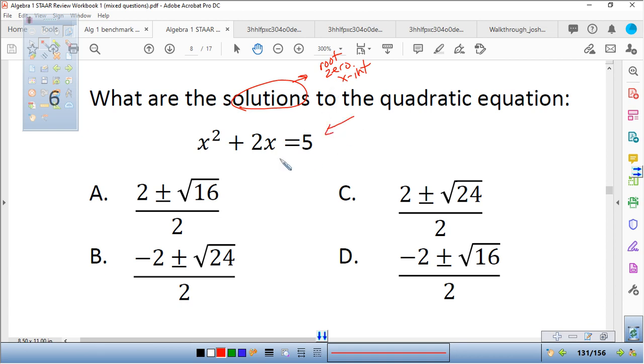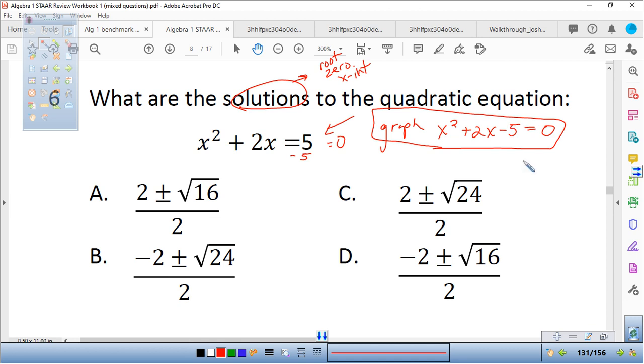But you cannot graph it like that. You have to set it where it's equal to 0. So for this one here, we're going to minus 5, and we are going to graph this now. We are going to graph, ready? x squared plus 2x minus 5 is equal to 0.